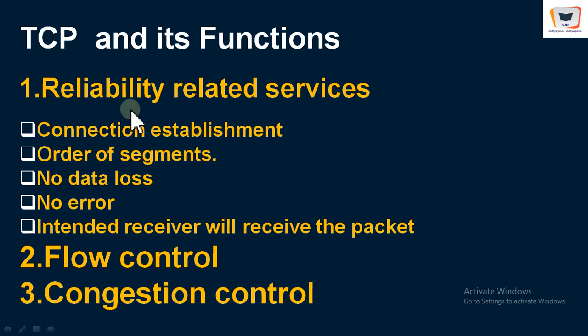It includes connection establishment by three-way handshaking, ordering the segments in a proper order, that is, the order in which the packets are sent is the order in which the packets are received. Okay, ensuring no data loss and no error, and that only the intended receiver will receive the packet. The second important functionality of TCP is flow control, and the other one is congestion control.